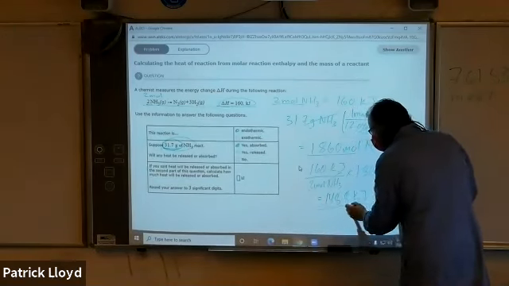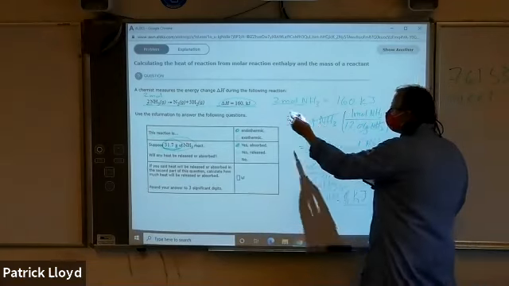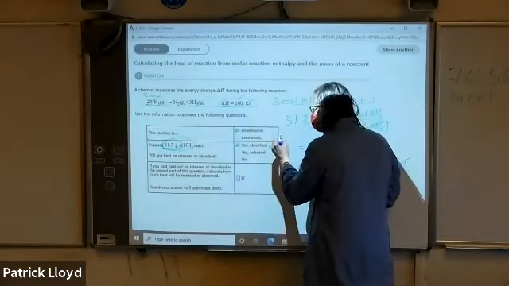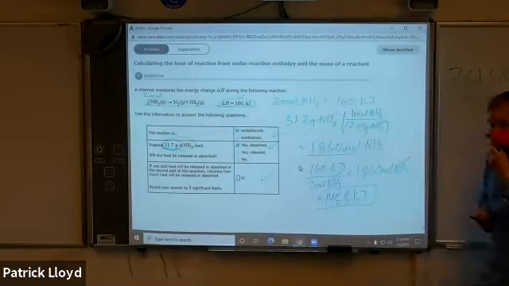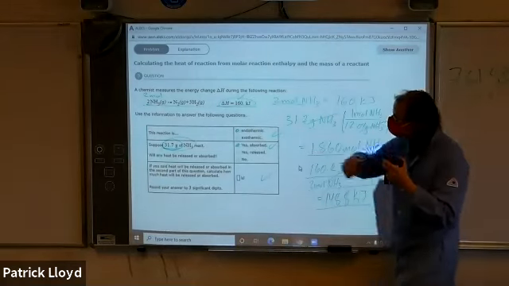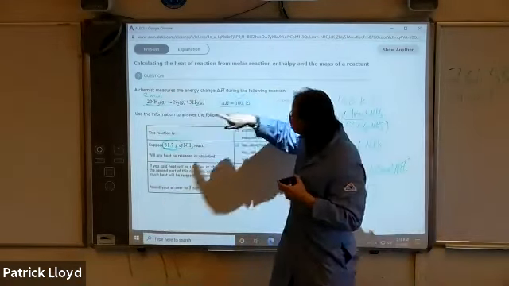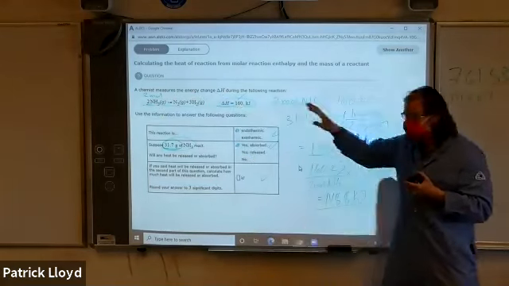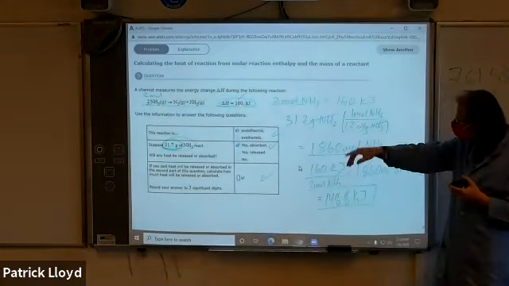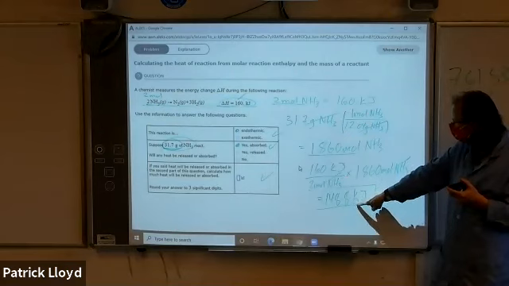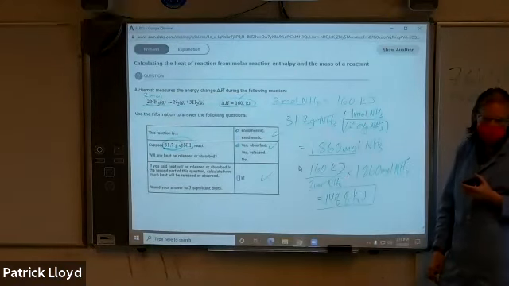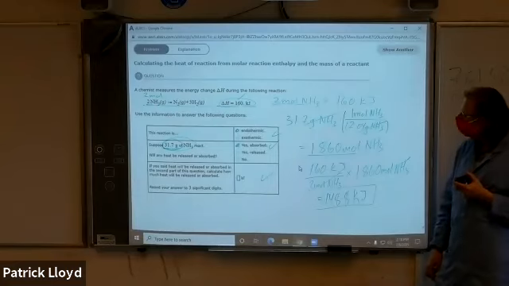So notice the sign didn't change, it's still positive, it was positive here. So it's going to be positive no matter what. You can't change that. You could change it by reversing the equation. If we reverse this, then it would be negative 160. But if it's actually this reaction, it's got to be positive 160. Okay. Does that make sense? Yes. Good. Awesome.